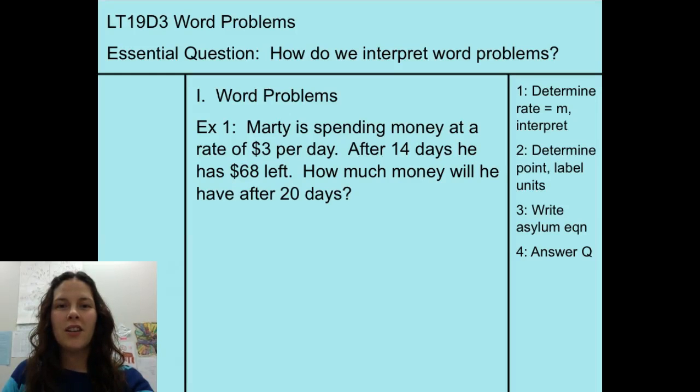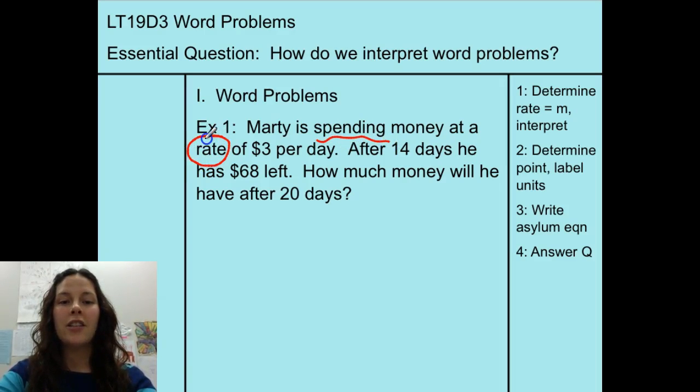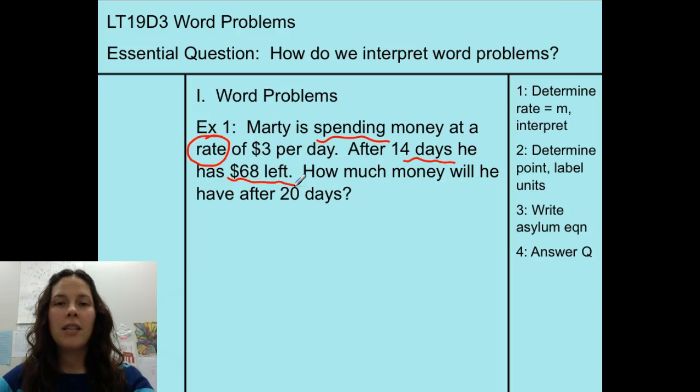Now we're going to take a look at how to work with word problems in point-slope form. So our first example is Marty is spending money. Spending is a key word. At a rate, rate is another key word that we talked about last time we had word problems, of $3 per day. After 14 days, he has $68 left. That looks to me like an ordered pair. It's a set of information that go together.